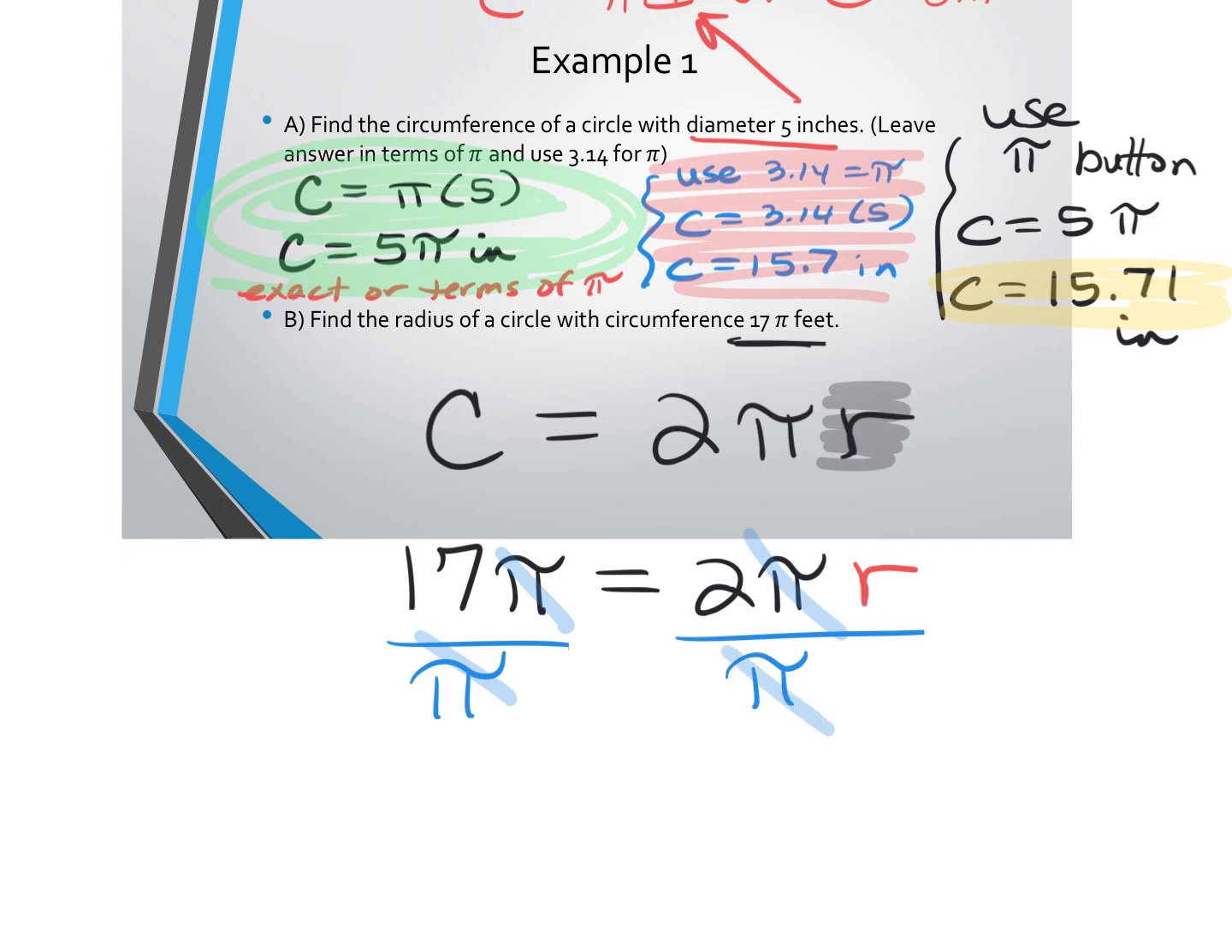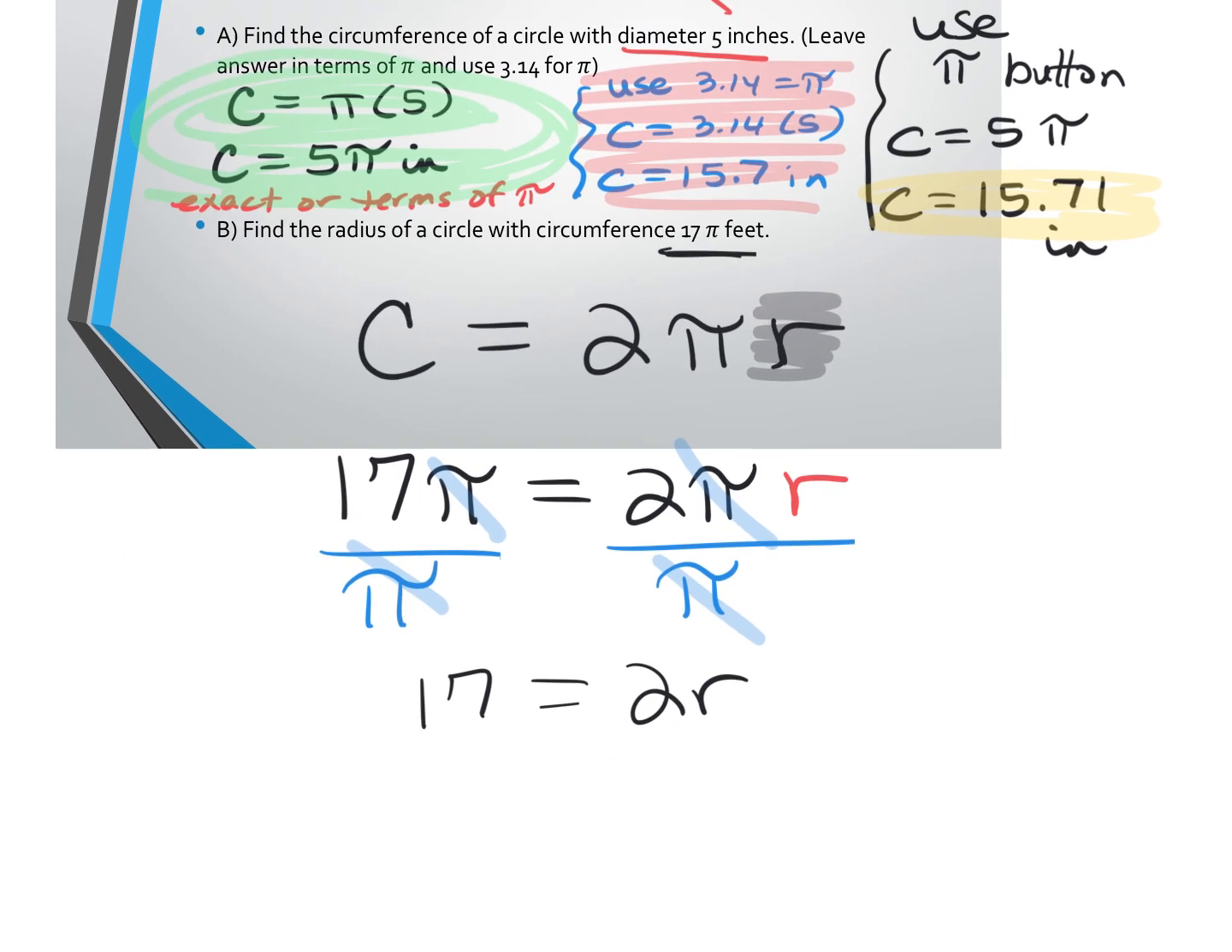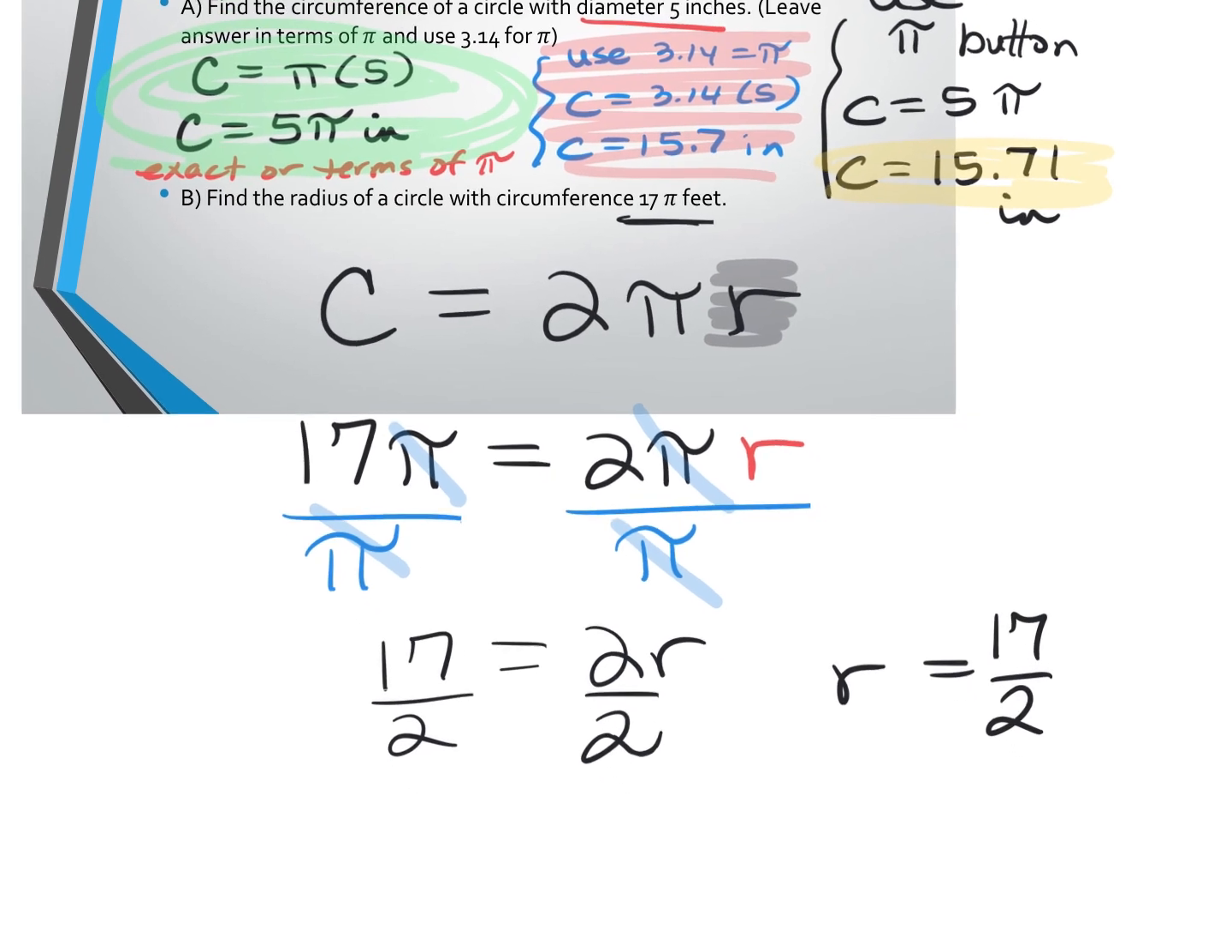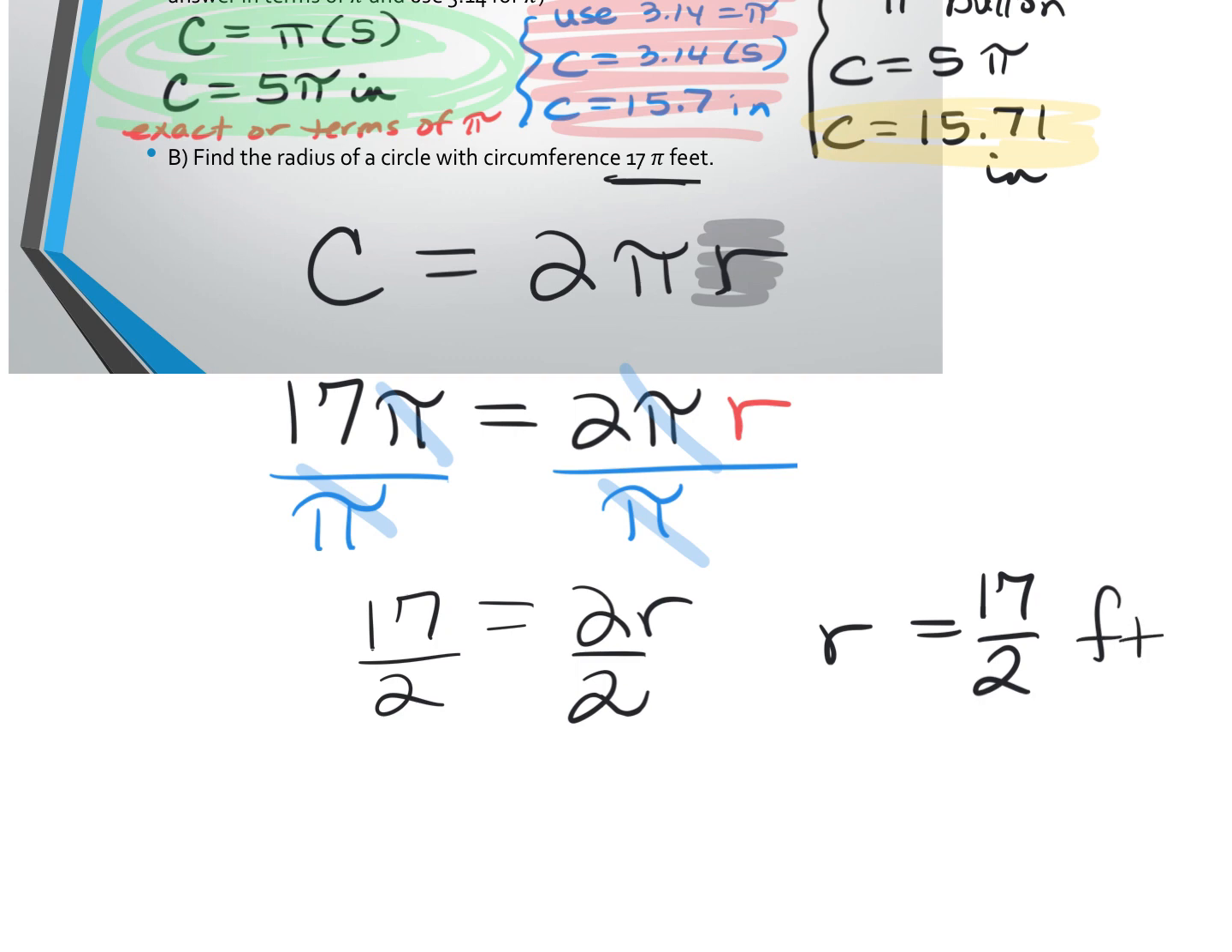So now I'm left with 17 is equal to 2r, and now I just have to divide both sides by 2, and my radius is equal to 17 over 2, and these are feet. However, if it says to round to the tenths place, we would divide, and it's 8.5.